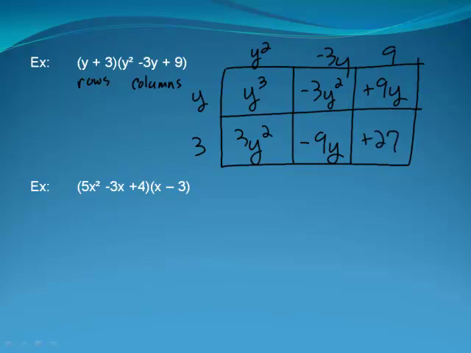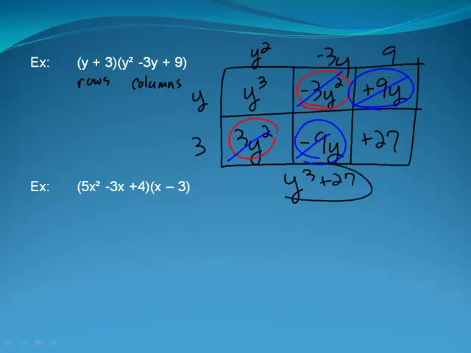Okay. You can rewrite that like I did the previous problem, or you can just look for like terms in the area model. You've got some like terms here. You've also got some like terms here and here. In this case, this is the example where our positive 3 and our negative 3 canceled out, and so did our negative 9 and positive 9y. So what we're left with, as with the previous 2 methods, is y cubed plus 27 as our final answer.